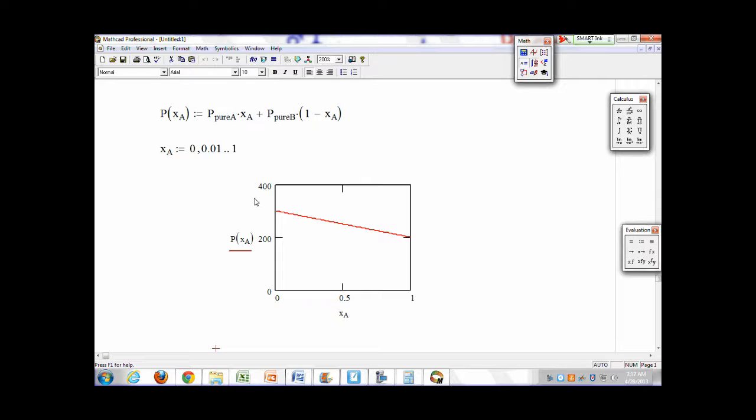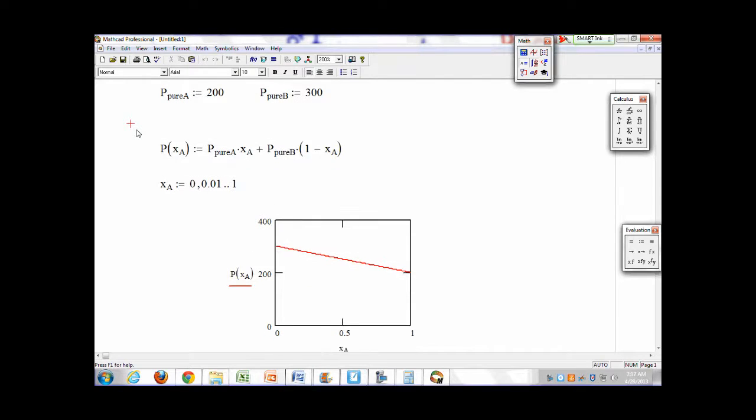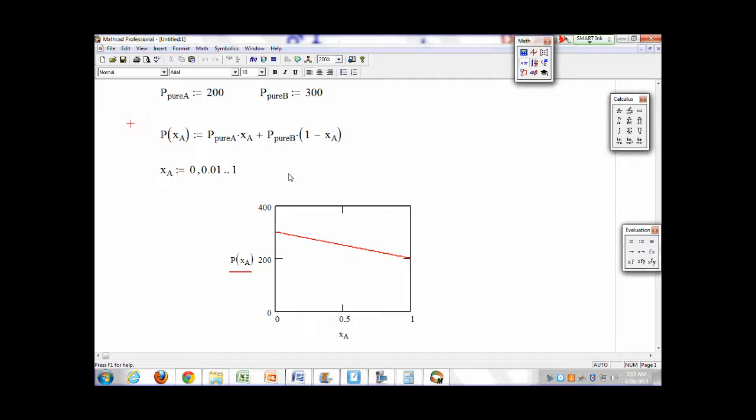Okay, so you can see right here in this graph, this is 300 right here. That's your P star B. And this one right here is 200. That's your P star A. Okay? You can see that your slope is just P star A minus P star B.